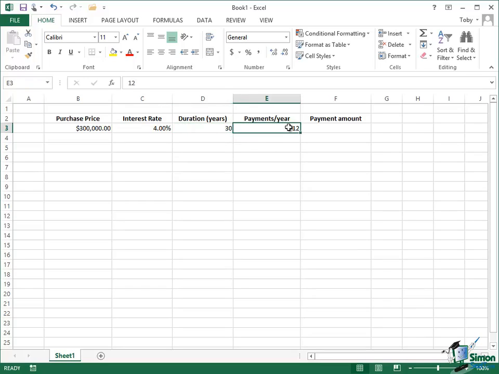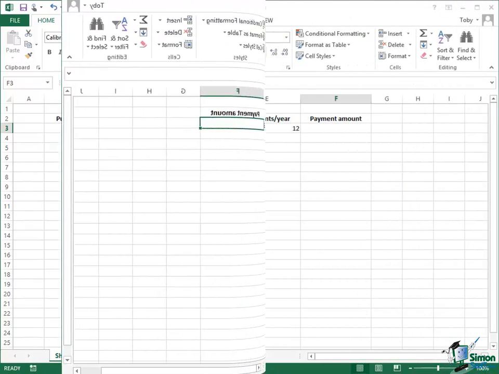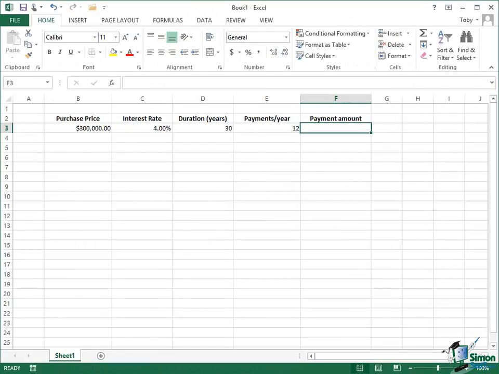Payments per year 12 is also fine. So let's work out what that payment is. The function that you need here is one that you'll probably use quite a bit if you use financial functions extensively, and it's the PMT function, PMT for payment.